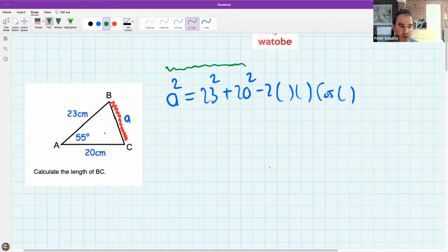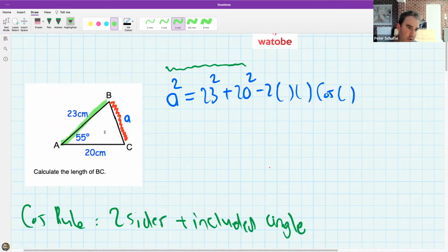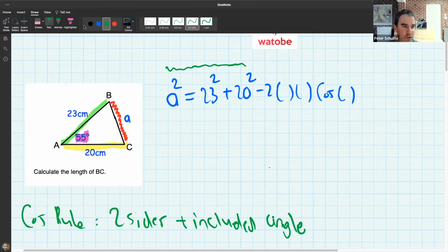Now, the cos rule is very useful in a particular situation, when you have two sides and the included angle between those two sides. In this situation, I have the length of one side, the length of another side, and the size of the angle between those two. So it's perfectly suited to the cos rule.